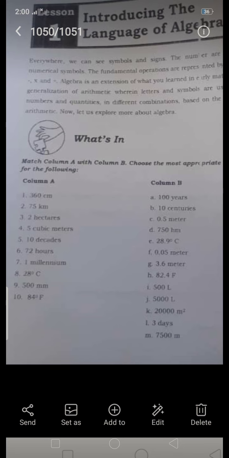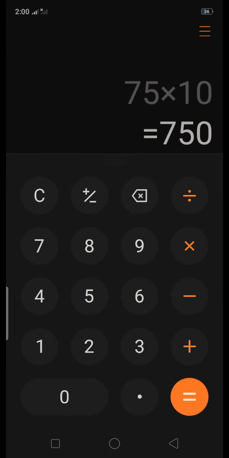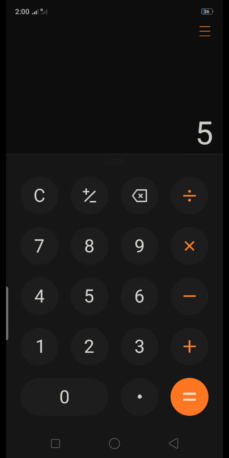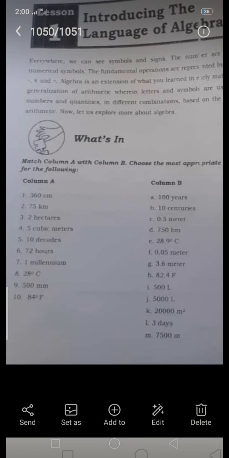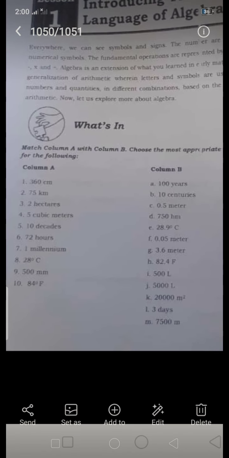May liters ba sa kabila? Okay. So, yung 5, since 5 cubic meters siya, sa isang cubic meter may 1,000 liters. So, yung 5 cubic meters ay i-times lang natin sa 1,000. So, 5 times 1,000, no? That is equivalent to 5,000 liters. So, hahanapin nyo lang dito sa column B.